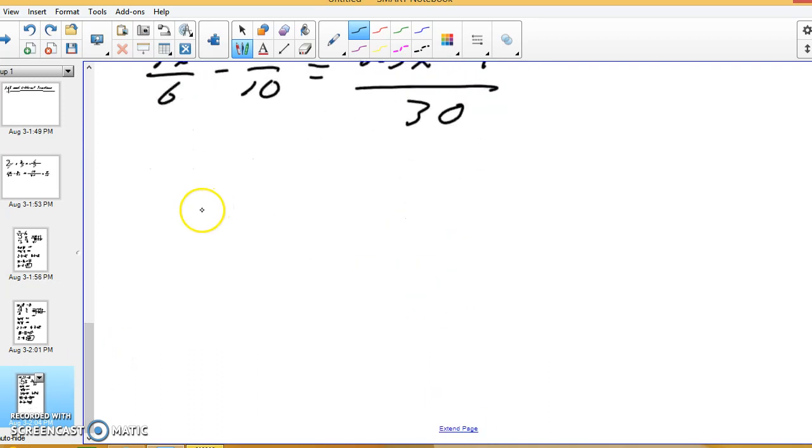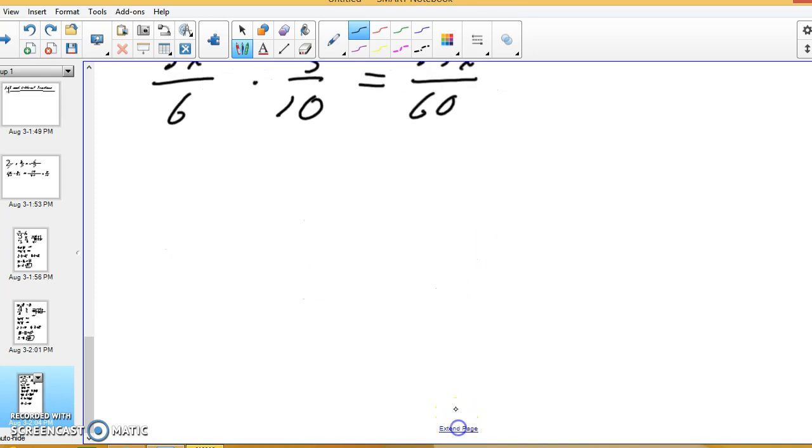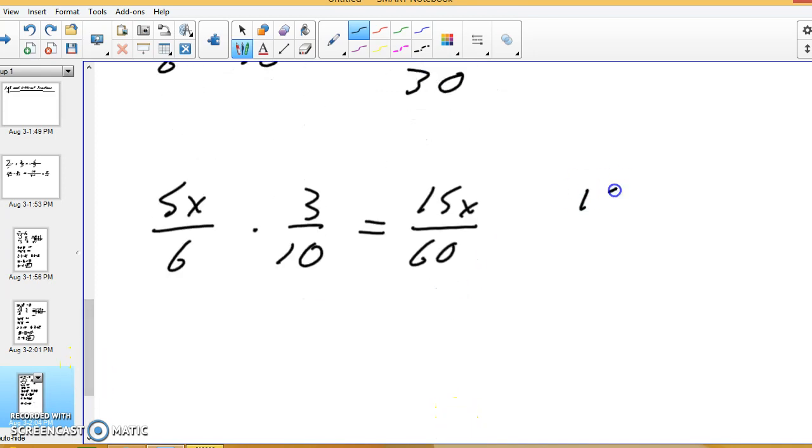And just for the sake of practice, say we had those same fractions, only now we're multiplying them by each other. This is just kind of review from multiplying and dividing fractions. Well, like we said, it's multiplying, so it's just straight across. So 15x over 6 times 10, which is 60. Now we simplify the fraction. 15 is 3 and 5. 60 is 5 and 12.